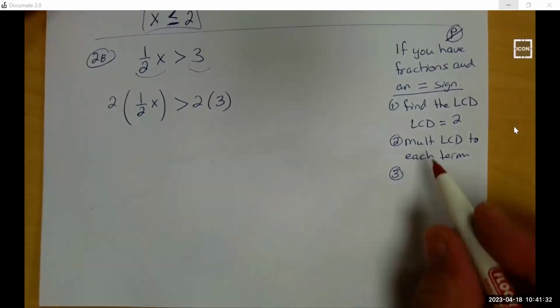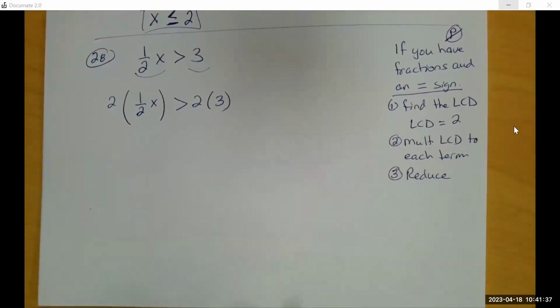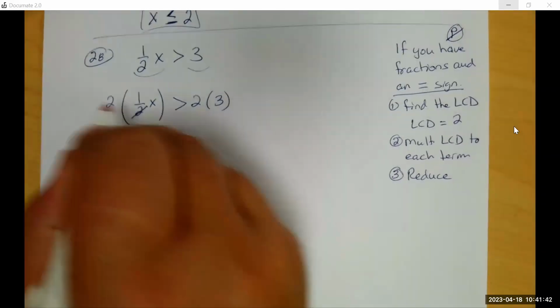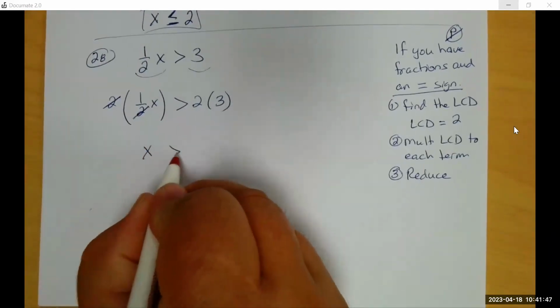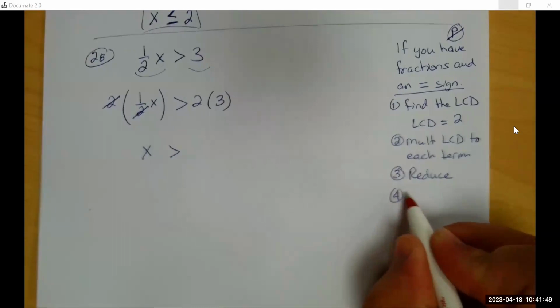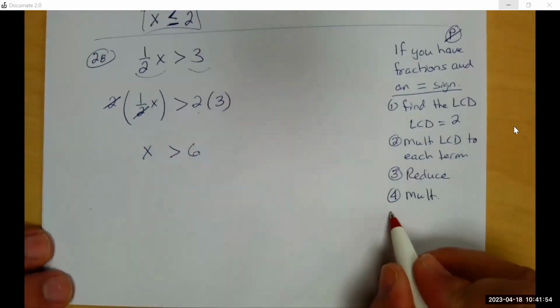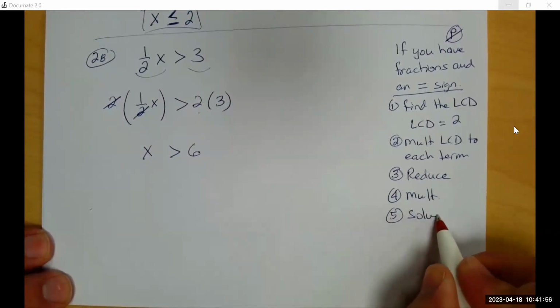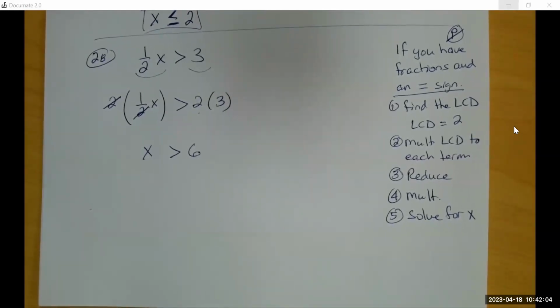Step 3. Reduce, cancel. The whole purpose of us doing this is to get rid of fractions. So the 2 and the 2 cancel, leaving this side with just x. And now multiply. 2 times 3 is 6. Last step is solve for x. Those are always the 5 steps whenever you have fractions and an equal sign. We're always going to be using these 5 steps.